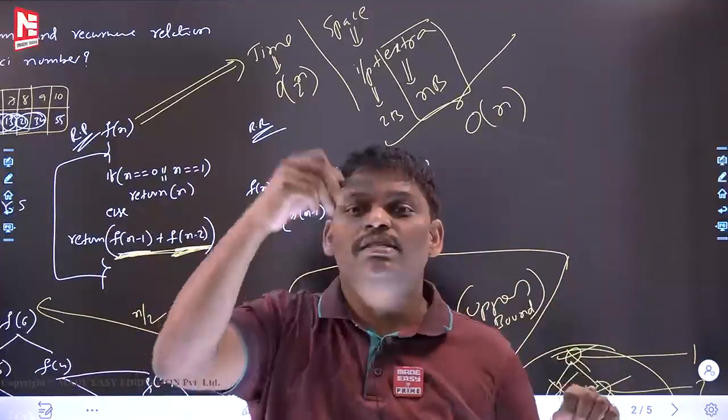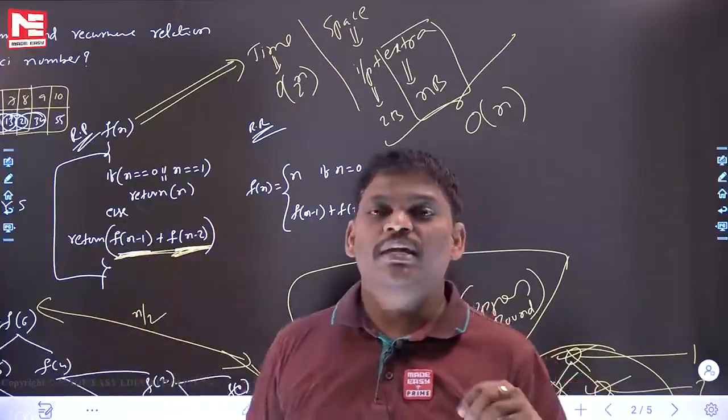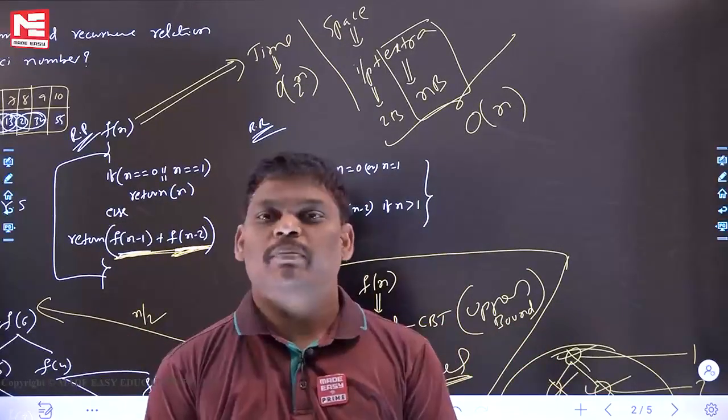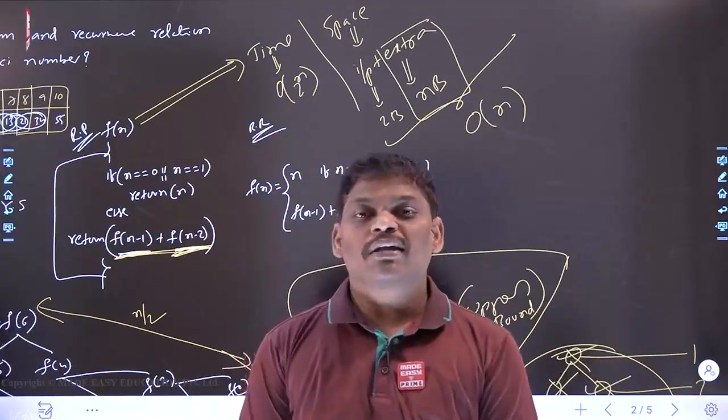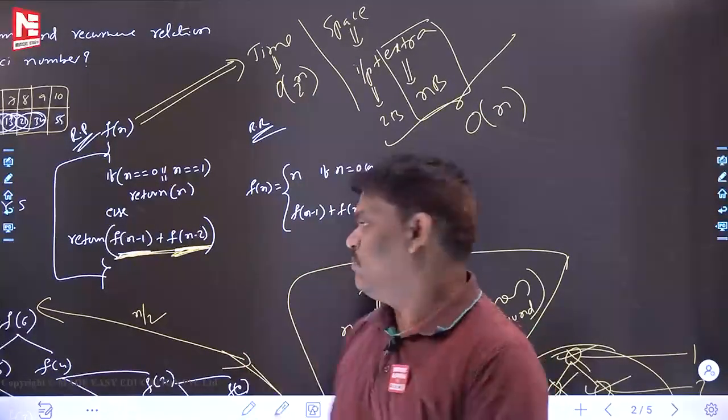Next one, analyzing this program. Analyzing means finding time complexity, space complexity. Fibonacci of n time complexity. Carefully listen. Fibonacci of n time complexity, assume that Tn.